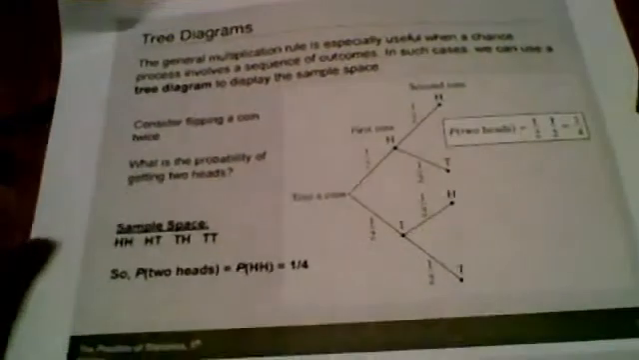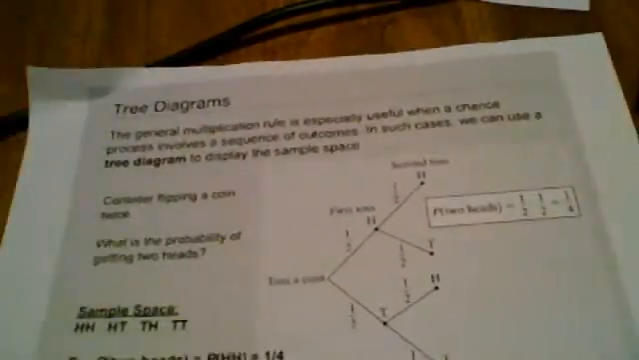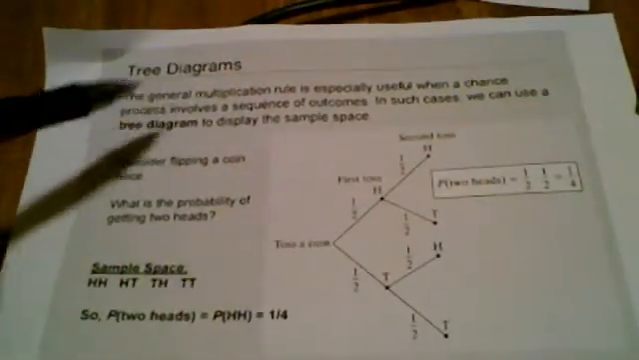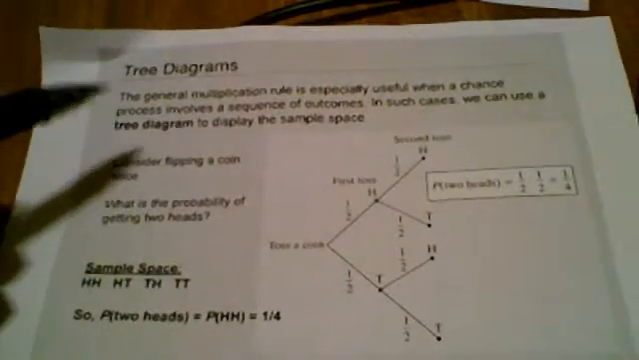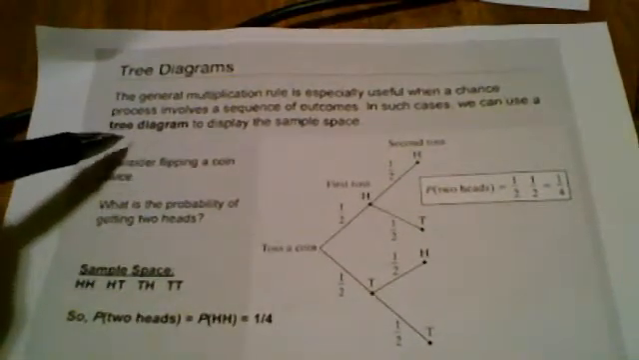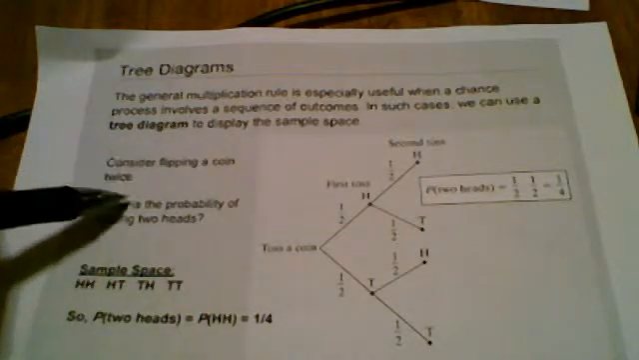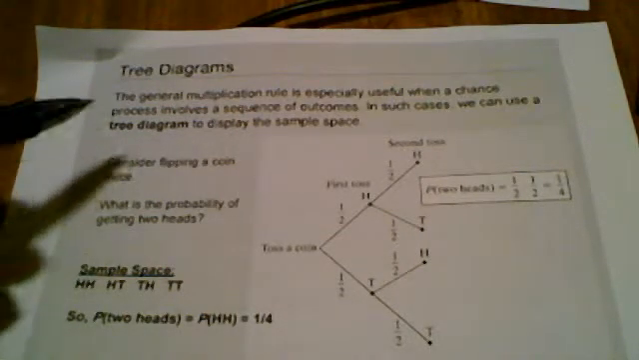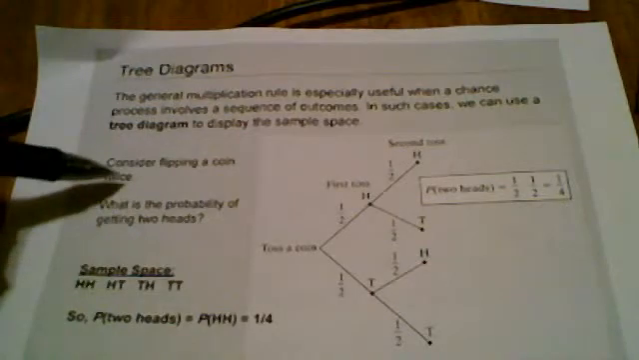So if you'll flip over to the tree diagrams, this is number 7. Speaking of the coin, it says the general multiplication rule is especially useful when a chance process involves a sequence of outcomes, and we can use a tree diagram to display the sample space. So we're going to look at actually flipping a coin twice.